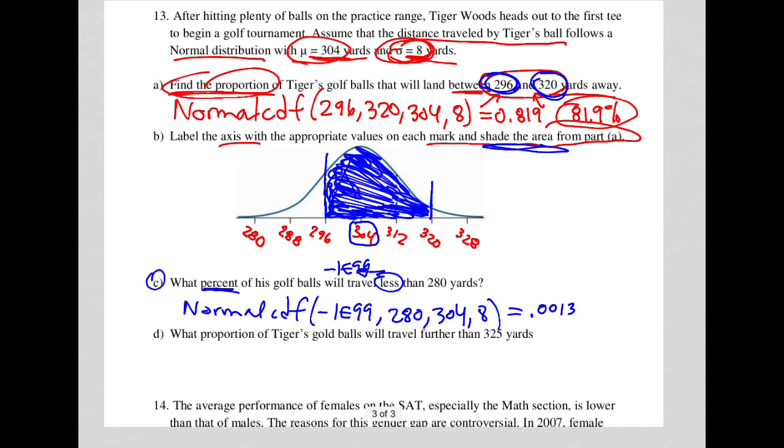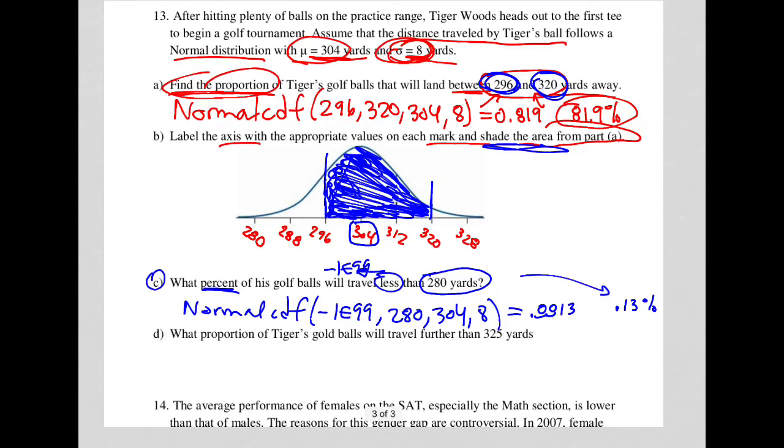And if we put that in the calculator, we get 0.0013. So basically, if we look at that as a percent, that's moving the decimal over twice or multiplying by 100, 0.13%. That's not even 1 whole percent. So basically, based on our data, his golf balls are basically going to always travel longer than 280 yards. It's less than 1% of the time where it's going to be less than that.